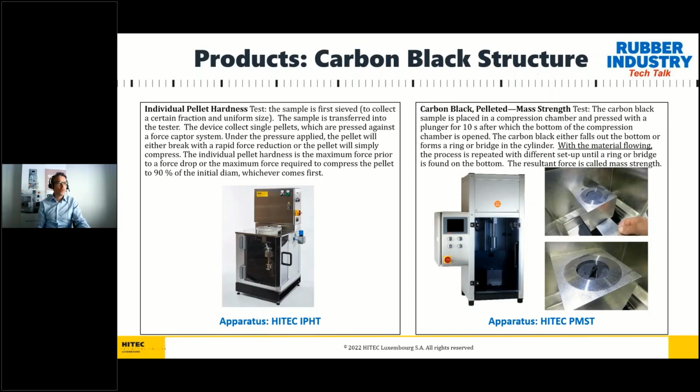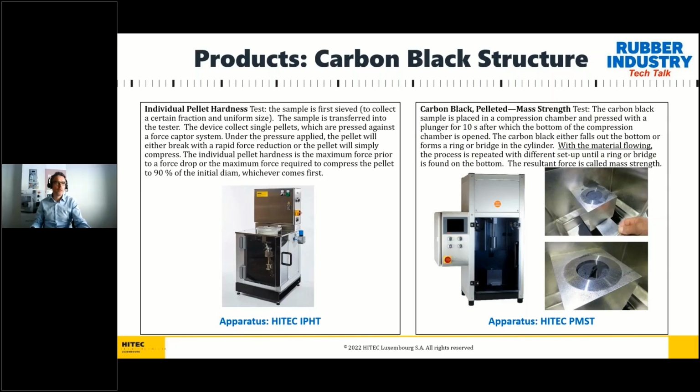We go to the carbon black pelleted mass strength. This machine is quite simple because it's a standalone, tabletop-size machine, which does not require any control PC, because all the functions and operations are controlled via a control panel and a 7-inch display that you can see on the picture.